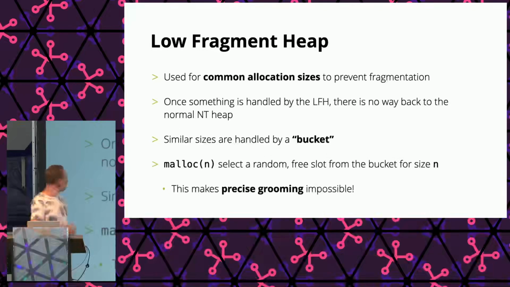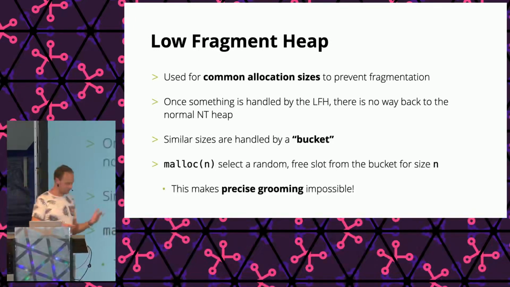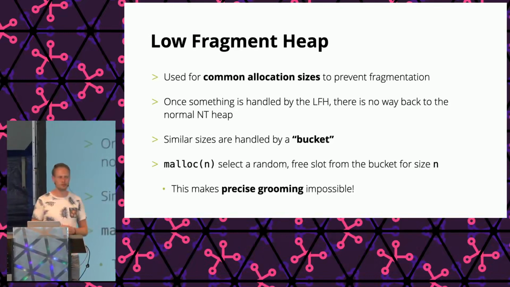The low fragmentation heap is used for common allocation sizes, and it is done so that you have less fragmentation, so less free space that you can no longer use on the NT heap. Similar sizes are handled by what we call a bucket. Like in a range of 80 bytes, everything between, say, 1024 bytes up until 1080 bytes is handled by a bucket.